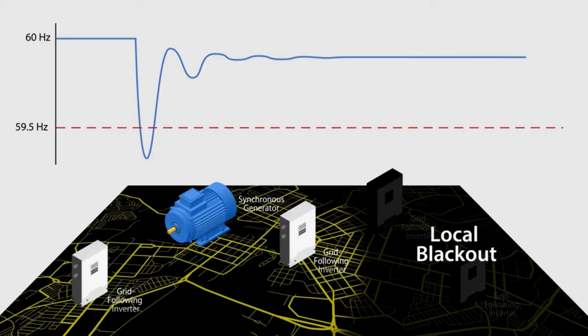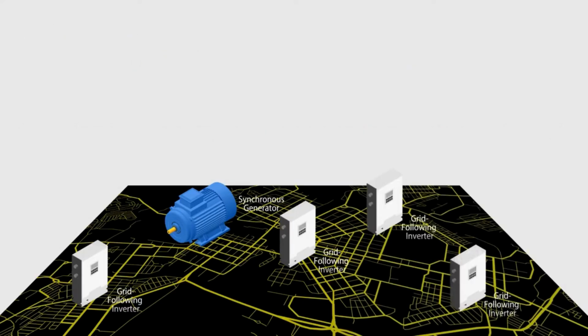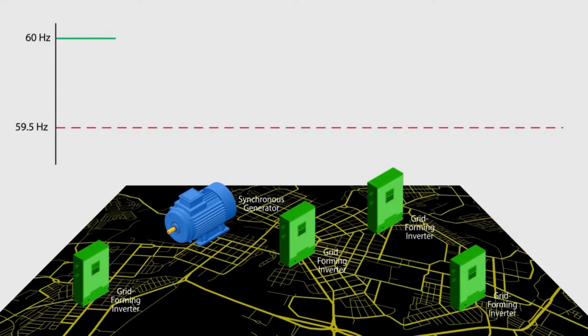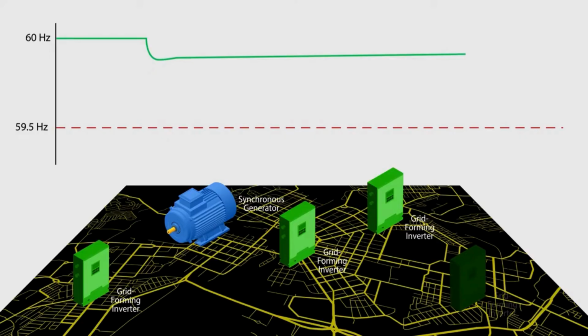Meanwhile, grid following inverters inside the blackout cannot provide power because they have no voltage or frequency to reference. Now, imagine that all grid following inverters are replaced by grid forming inverters. This time, when a lightning strike takes out the inverters, the grid forming inverters react fast enough to stop the frequency from falling to the point where the grid sheds load. The grid remains stable and the remaining resources rebalance the frequency to 60 Hz.